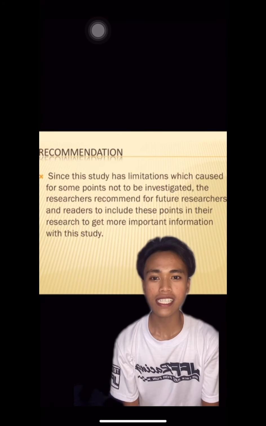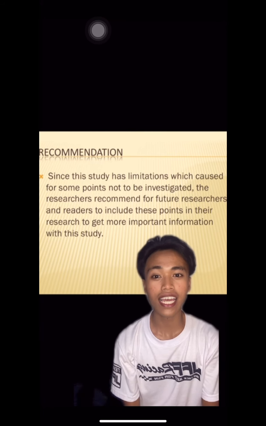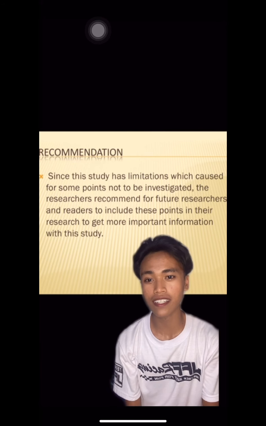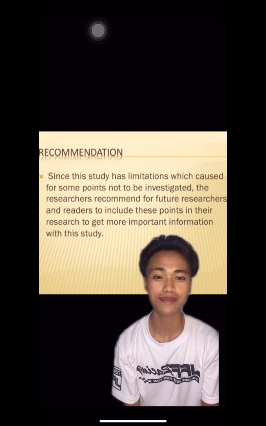Since this study has limitations which cause some points not to be investigated, the researchers recommend for future researchers and readers to include these points in their research to get more important information with this study.